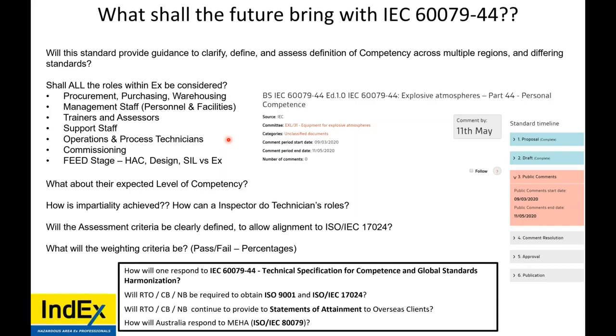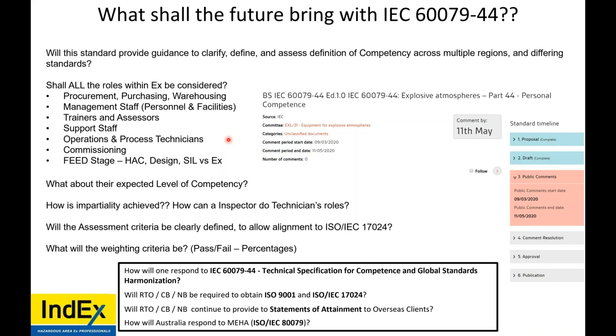Now, will the assessment criteria be clearly defined to align with IEC ISO 17024, which has to do with measurement of the competencies of people? Now, this standard is not applied amongst all Ex competency programs. IECEx COPC, it is. CompEx, yes. EHA in Australia, at this time, no.